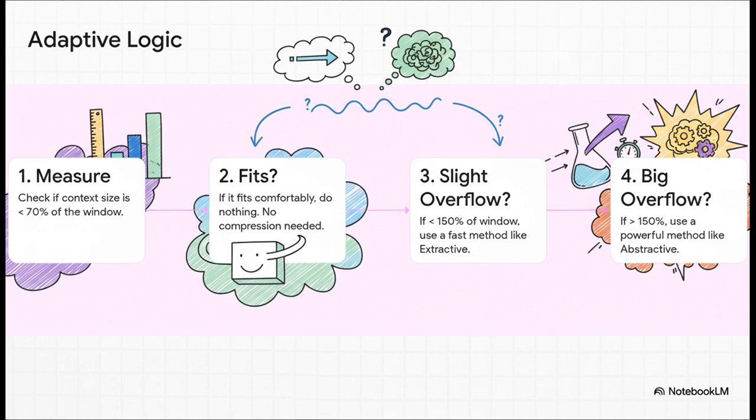Step one, you measure. Is your context size okay? Let's say, is it under 70% of the limit? If yes, great, do nothing, no compression needed. But what if it's just a little bit over? Then you use a fast, lightweight tool like the extractive method to just trim the edges. And only if it's a huge overflow, that's when you bring out the big guns, like the slower but more powerful abstractive summarizer. See how that works? You only pay the performance penalty when you absolutely have to.